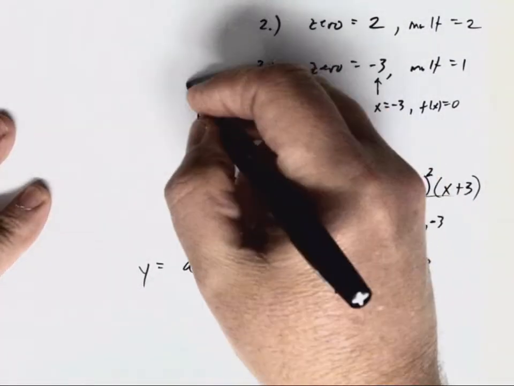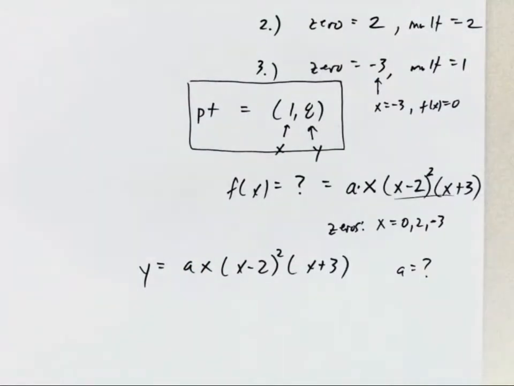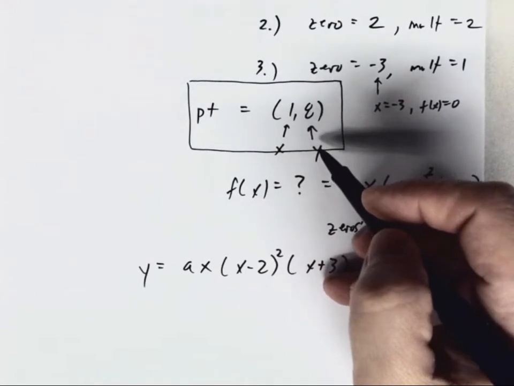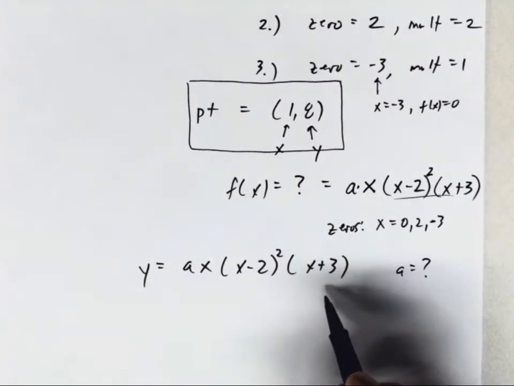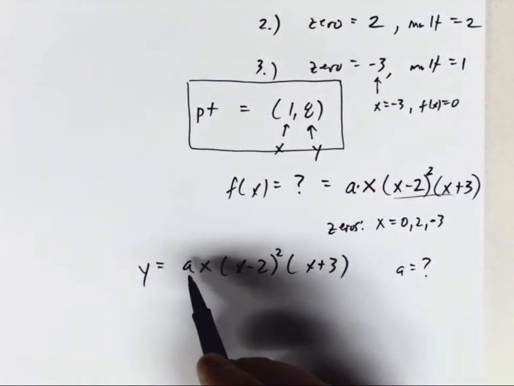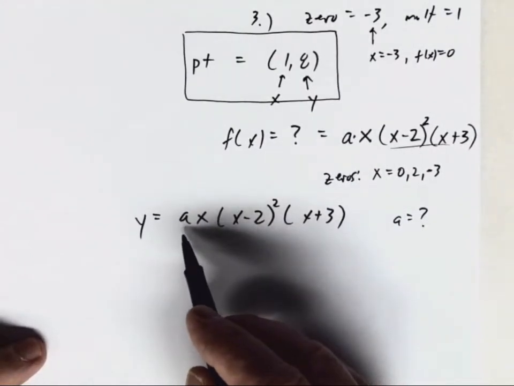Well, you know what? When I go back up here, here's something they told me that I haven't even used yet. They said, here's a point on your function, or on your line. And a point means when x is 1, y is 8. So what I can do is take that point and plug it into my function. And when I do, all the x's and the y's become numbers, and the only thing I'm left with is a. And I can actually solve for a and figure out what a equals.